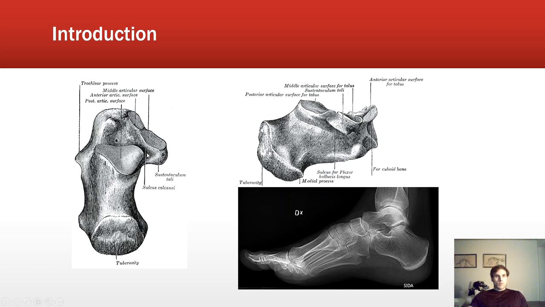Sinus tarsi syndrome can result from compression of this artery in overpronated or flat feet. That's just a side note. Also, in relation to the posterior facet, your flexor hallucis longus tendon passes in this region and under the sustentaculum tali. We will talk about iatrogenic injuries that can arise from misplacing screws during fixation of the calcaneus.